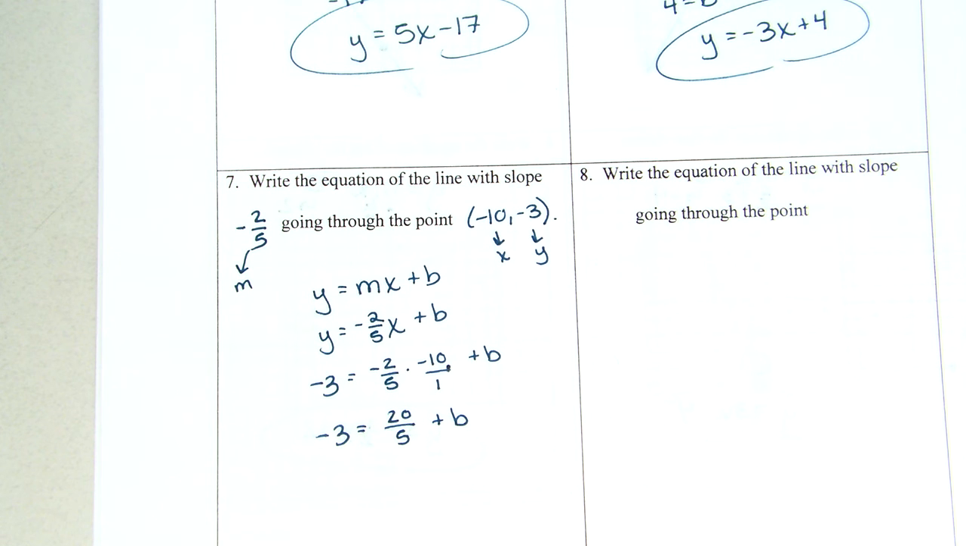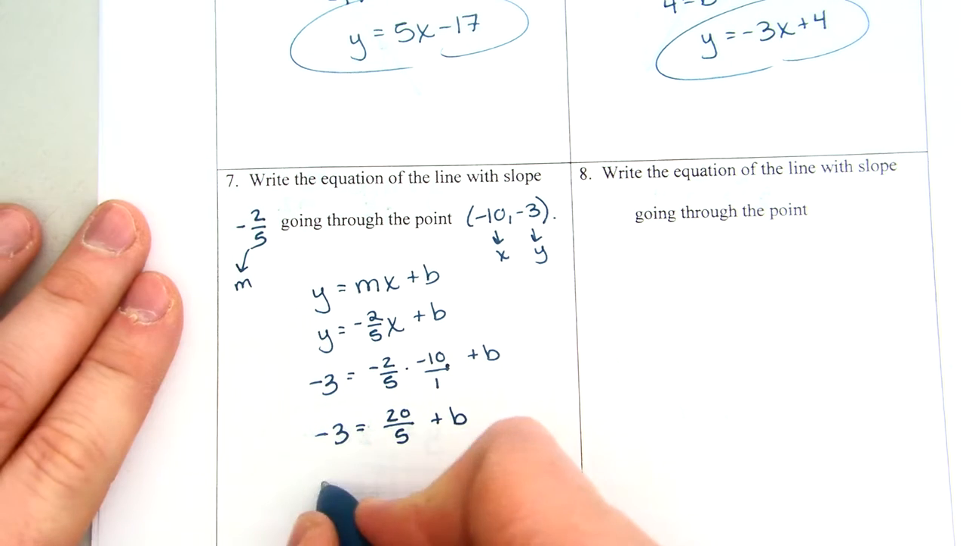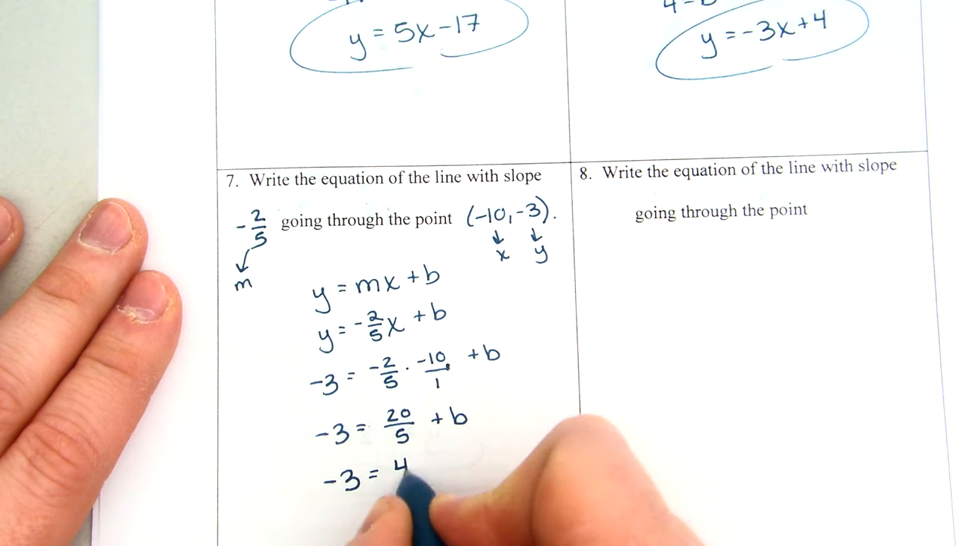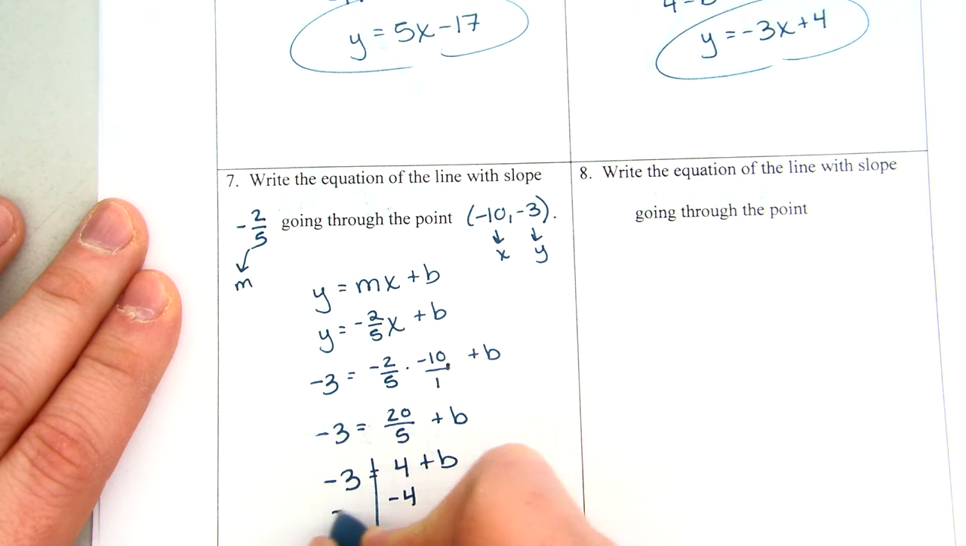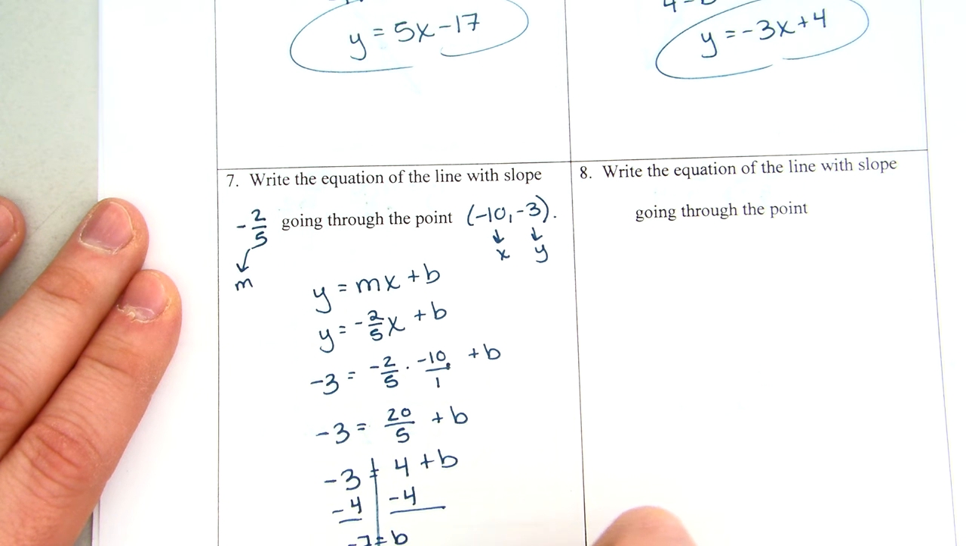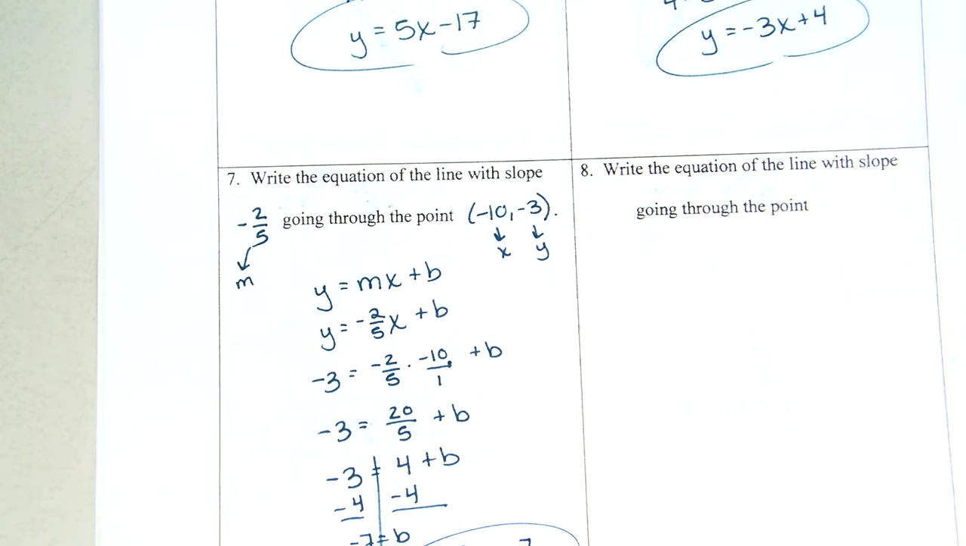What is 20 over 5, though? 4. Negative 3 equals 4 plus b. Minus 4. Minus 4. Negative 7 is our b. So we're going to get y equals negative 2/5 x minus 7.